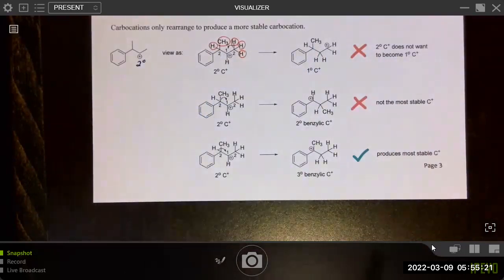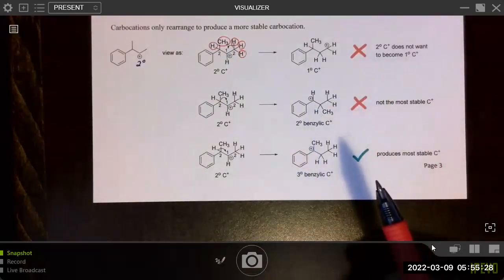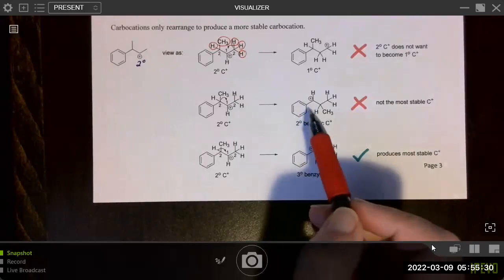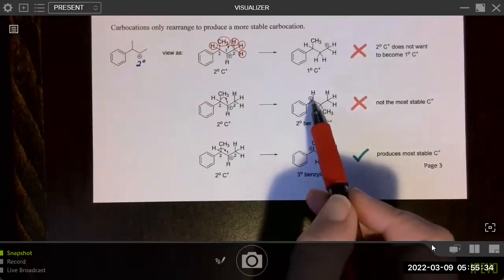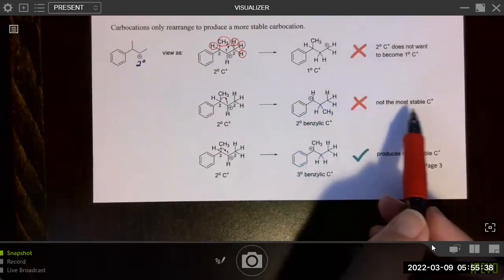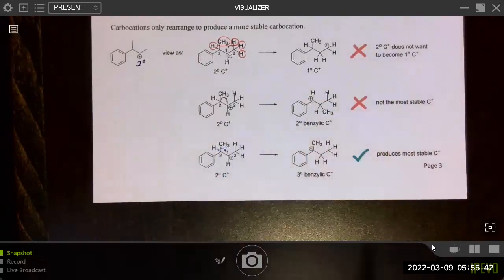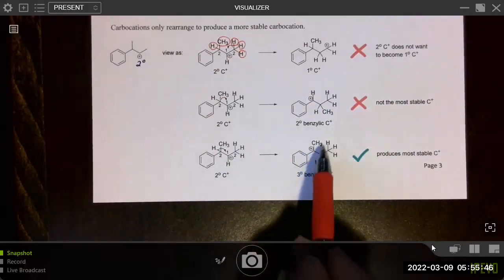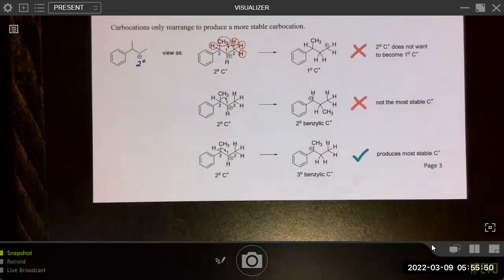What if this methyl group shifted over? Right, that would be called a methide shift. If that happens, then we would end up with a secondary benzylic carbocation, which actually is pretty good because it's pretty stable, right? But it's not the most stable carbocation. If you end up shifting the hydride over from the carbon on the left, you end up with tertiary and benzylic. And that's the most stable carbocation we possibly can get.